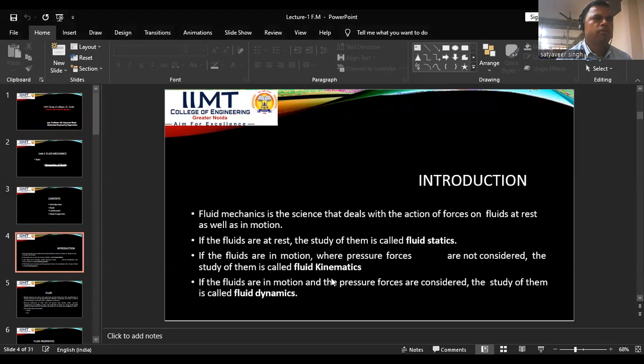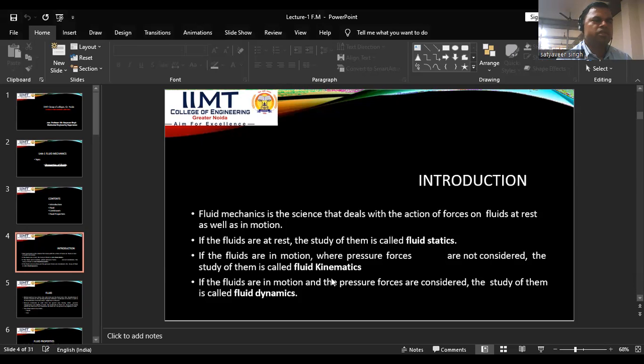Basically, we have different parts. If we talk about the introduction, first of all, we'll start from the introduction. What is fluid mechanics? Fluid mechanics is the science that deals with the action of forces on fluid at rest as well as in motion. The sub branches of fluid mechanics are fluid statics, fluid dynamics, and fluid kinematics. So we will discuss one by one.